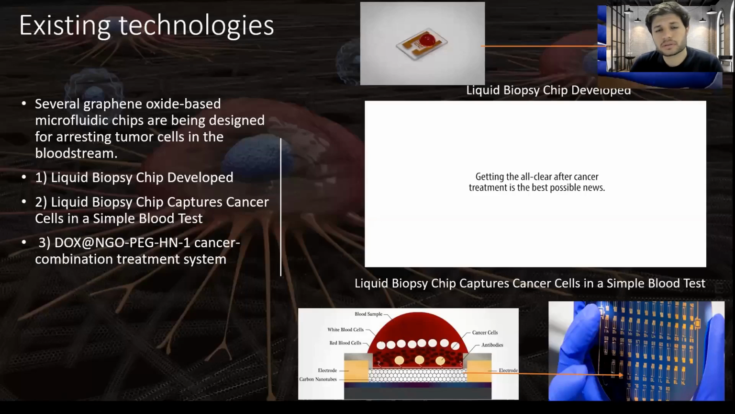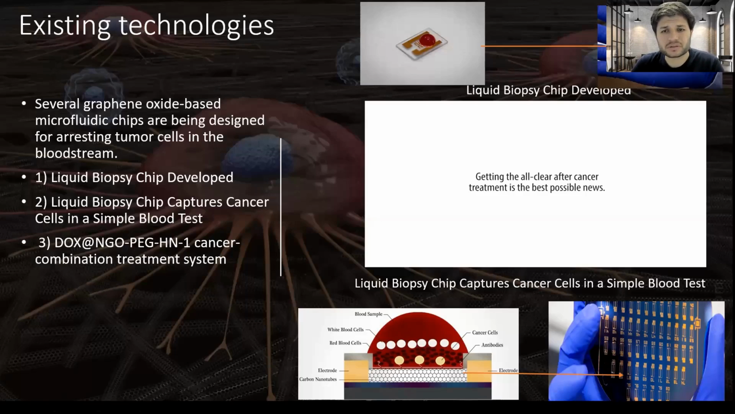So there are some existing technologies. Researchers from different institutes have given proposed solutions for cancer treatment. There are several chips based on graphene oxide and carbon that can capture circulating tumor cells of all sizes and types, and can do so with a greater sensitivity than existing technology.